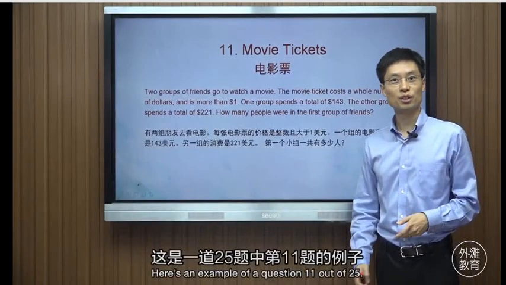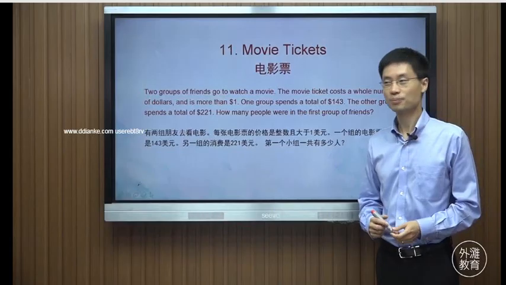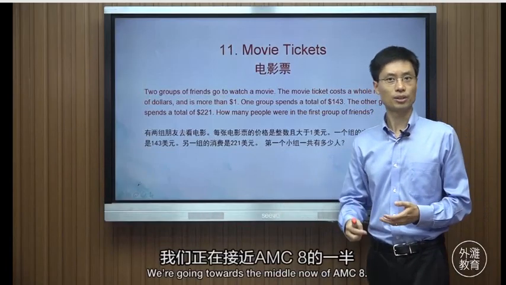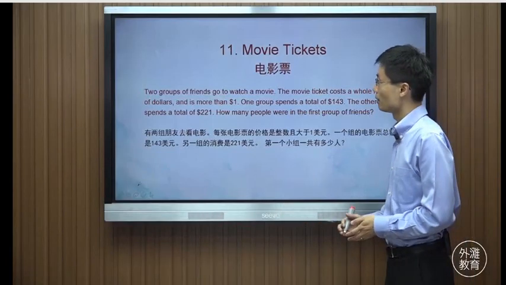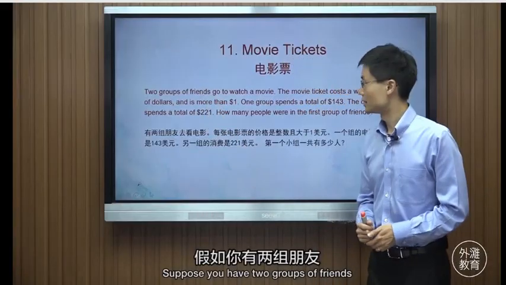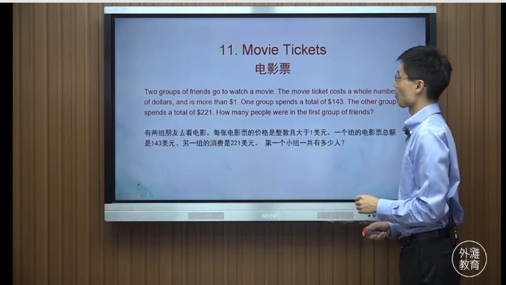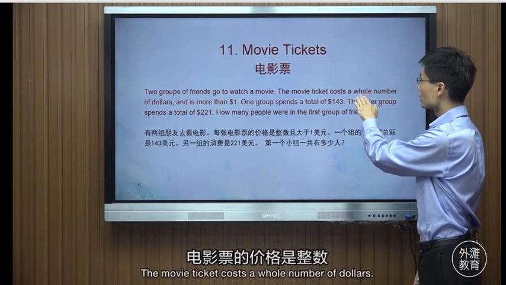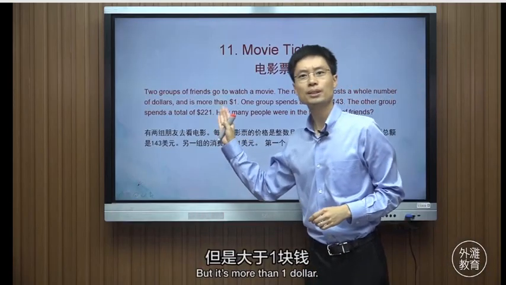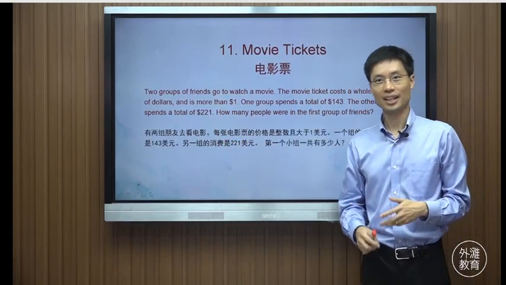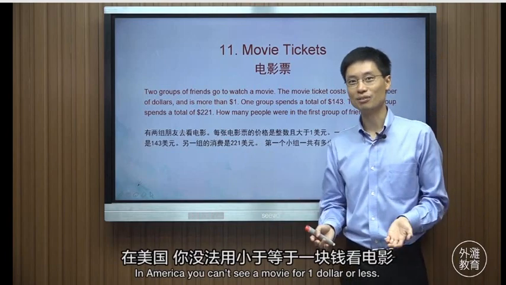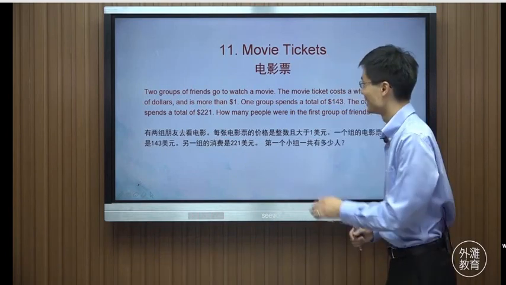Here's an example of a question, 11 out of 25. We're going towards the middle now of AMC 8. Suppose you have two groups of friends who are going to watch a movie. The movie ticket costs a whole number of dollars, but it's more than $1. In America, you can't see a movie for $1 or less.